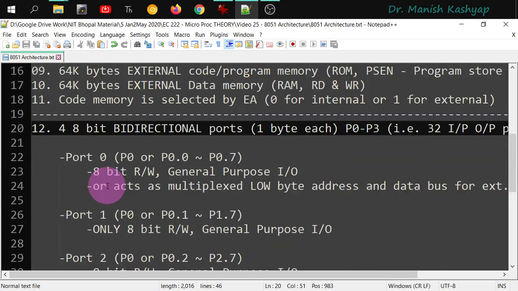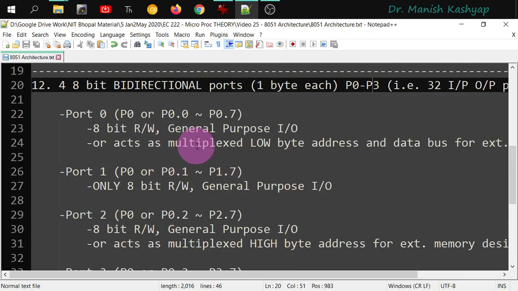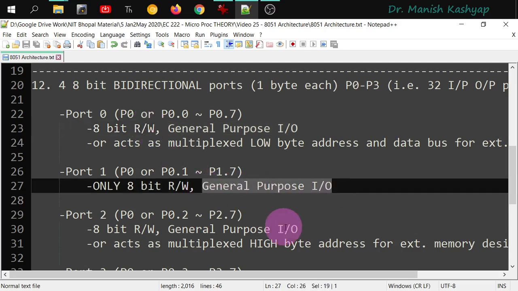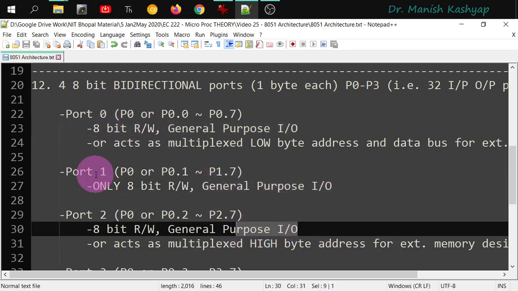Now let us discuss the function of these ports. You can see that all the ports are bidirectional. All the ports, that is port 0, 1, 2, or 3, are general purpose input output ports by default, right? They are of 8 bits, and both read and write can be done. So they are all general purpose ports.